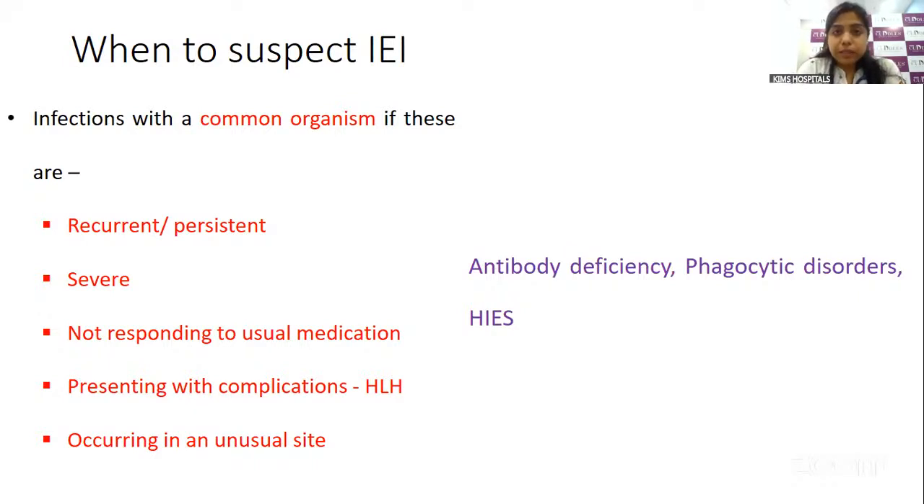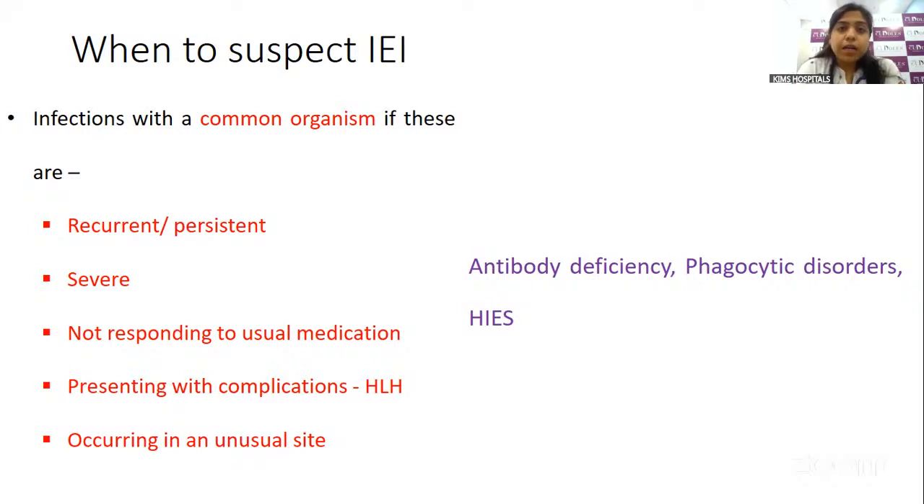Like I said before, the Jeffrey Modell Foundation has given 10 warning signs, but are the 10 warning signs enough? Because as the inborn error of immunity spectrum is getting wider, there are a lot of symptoms that we should take into consideration. So does a common organism cause inborn error of immunity?